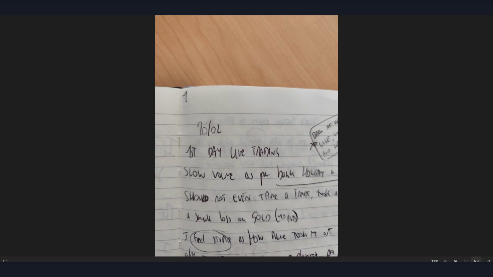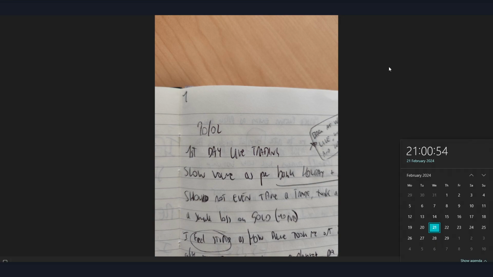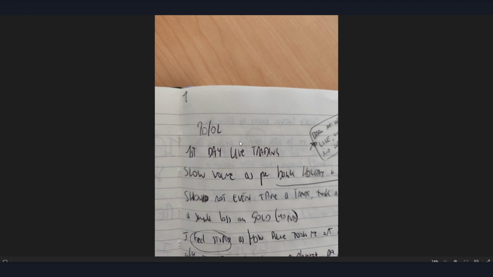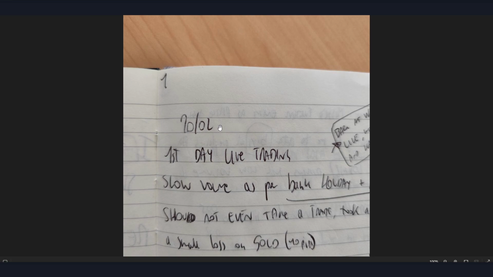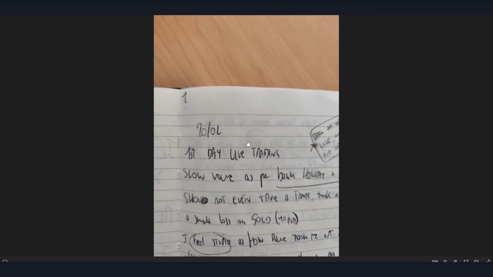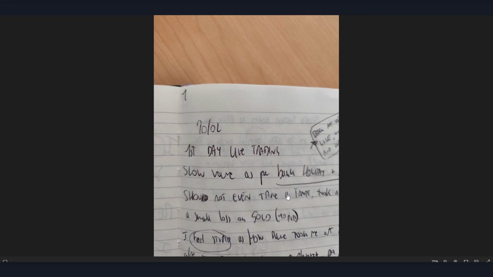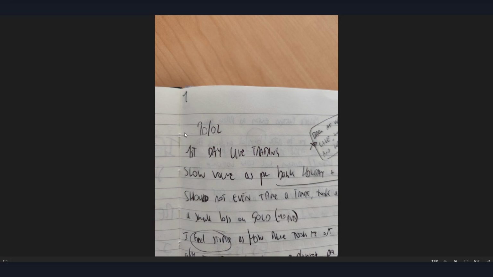Today is the 21st of February, it's a Wednesday and it's just past 9 p.m. Central European time. We can see here from this picture that I took today, this is the last year. The 20th of February was my first actual day of live trading. So it's been basically 1 year, of course with ups and downs, the first full year of live trading. And let's get into today's price action.